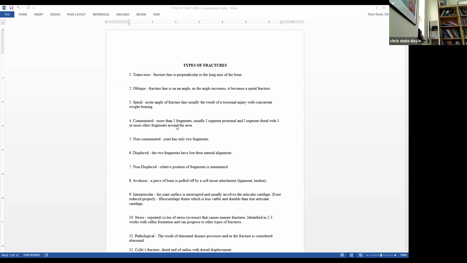Intra-articular means the joint surface is interrupted and involves the articular cartilage, and that needs to be reduced properly. A stress fracture is associated with an overuse injury. Remember I talked about stress fractures. Some people come in with stress fractures of the tibia after running or changing their running terrain, or not stretching appropriately, and maybe their shoes are worn down, or maybe they're running the same angle, the same pattern every day, and they develop a stress fracture because of repeated overuse.